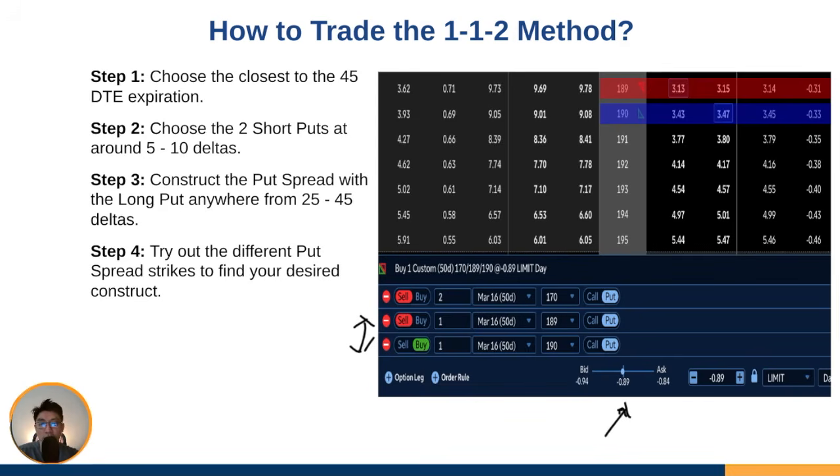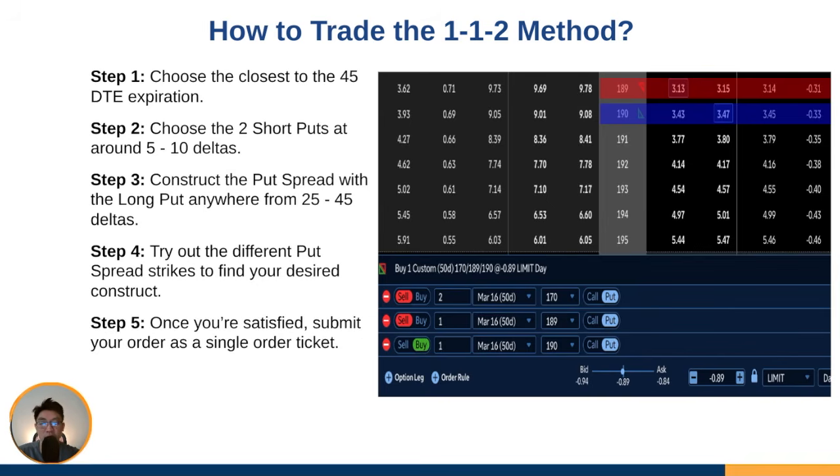So as you can see, there's a lot of tinkering around with the strikes. You just have to shift it here and there, and find one that is comfortable for you, the construct that you want. For example, if you're a little more bullish, you may want to go with one that has a slightly higher credit. If you're slightly more bearish, then you want to go with a wider put debit spread. This way, if the market goes down, at least you have bigger protection to the downside with the higher profit from the put debit spread.